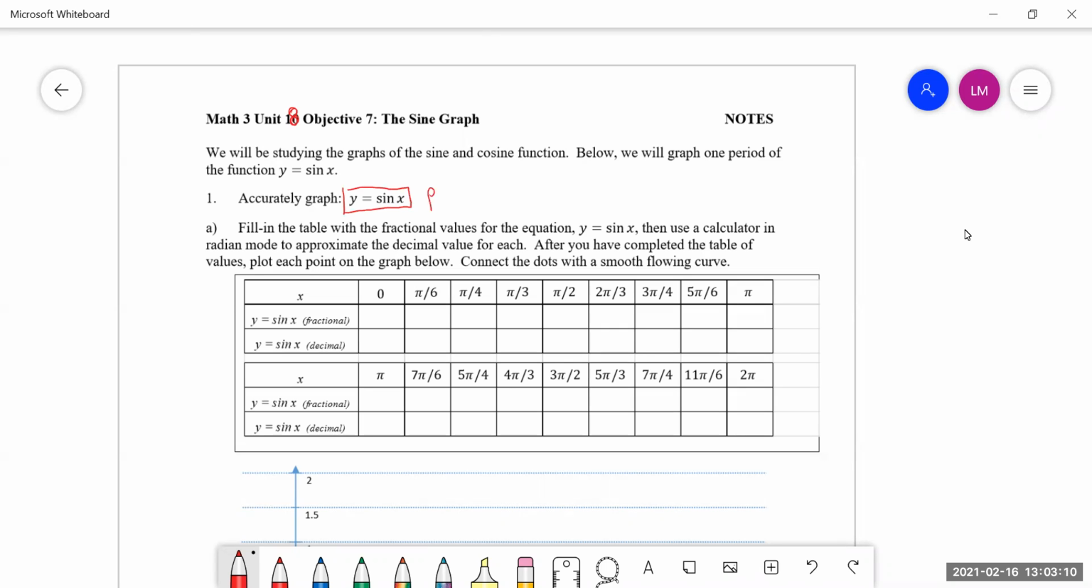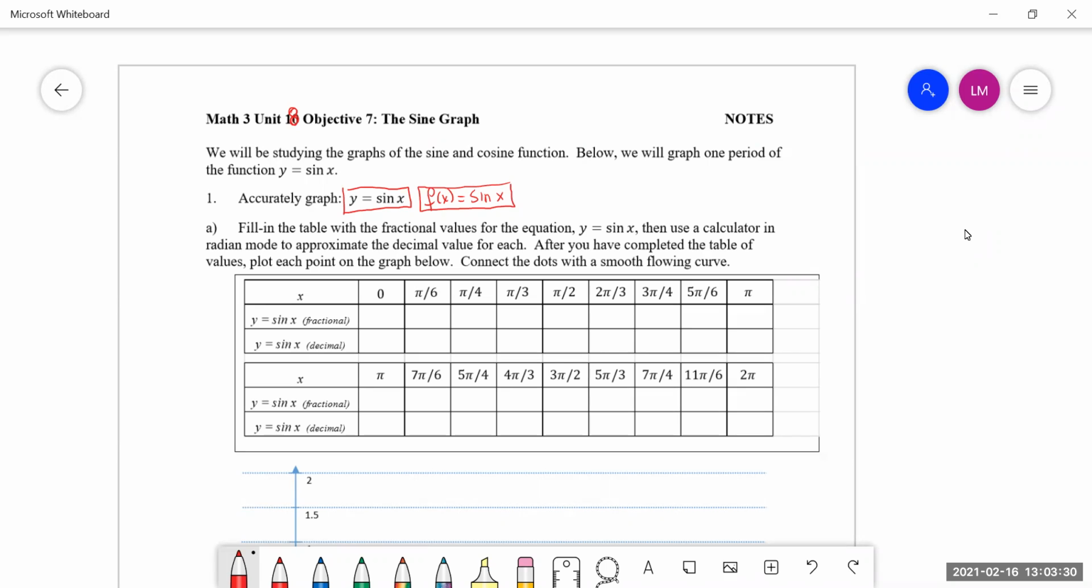You may see f of x equals sine of x. It means the same exact thing, okay? So we're going to learn how to graph the sine function. We will be graphing, but first let's explore a little bit. We're going to fill out this table right here, these values. We're going to fill it out in two ways.